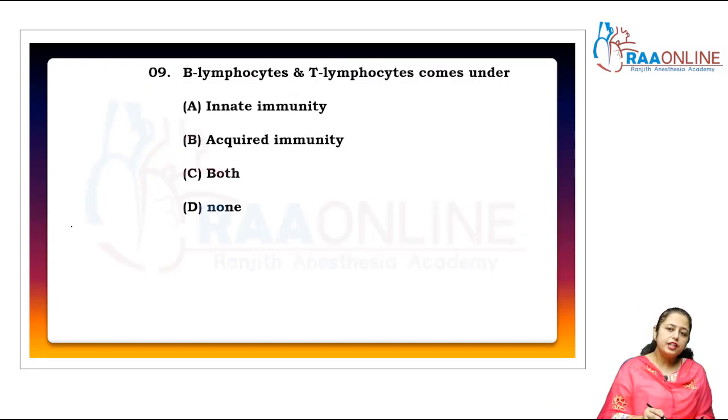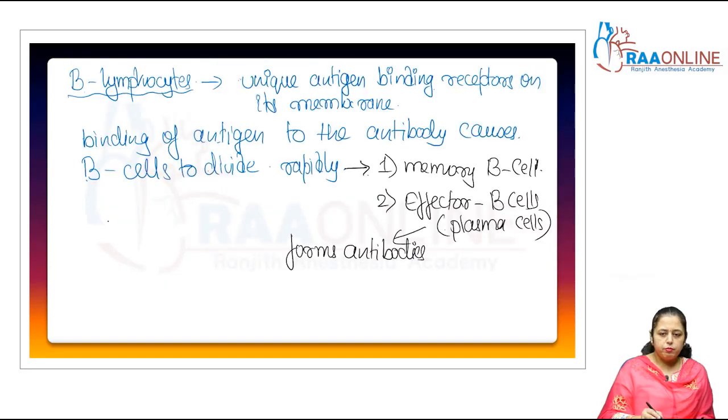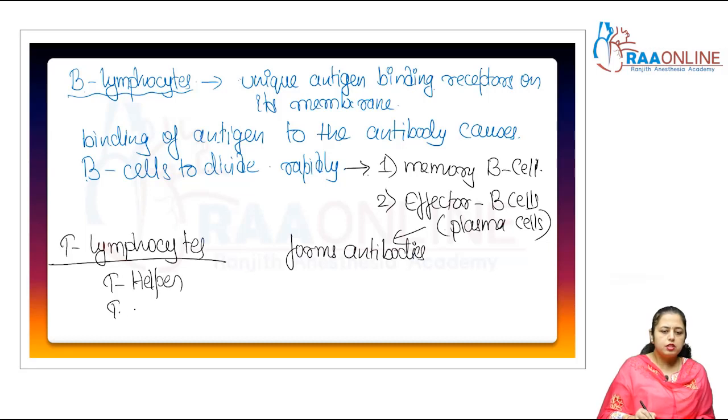B lymphocytes and T lymphocytes come under acquired immunity, we already studied that, right? And one more thing, when we talk about the T lymphocytes, they are of three types: T helper, T killer, which is also known as the natural killer cell in NCERT, and the third one is the T suppressor.